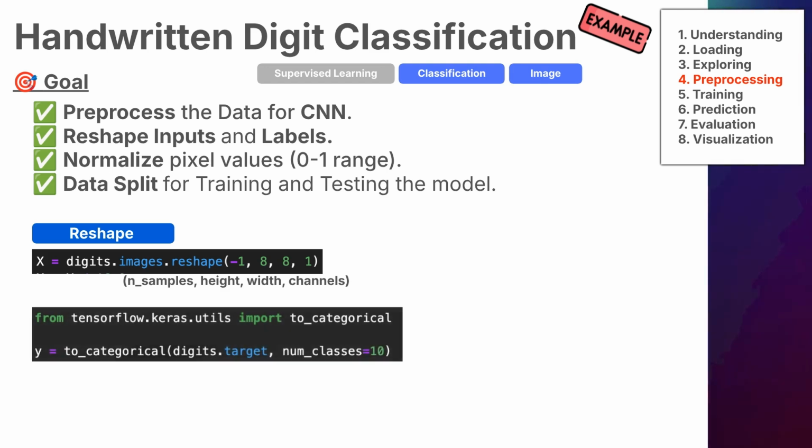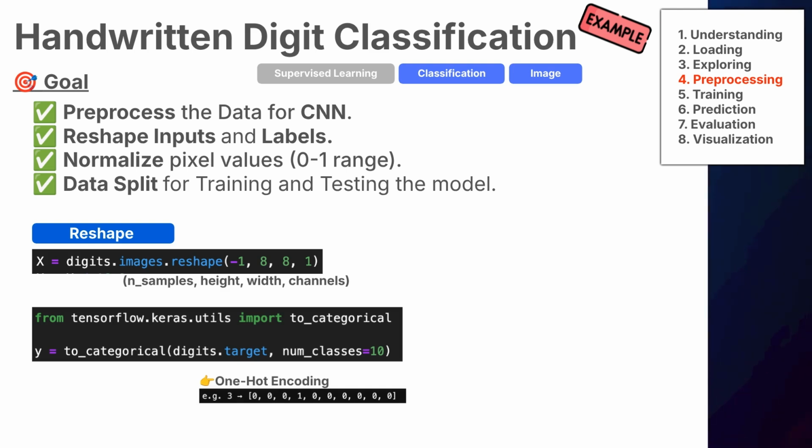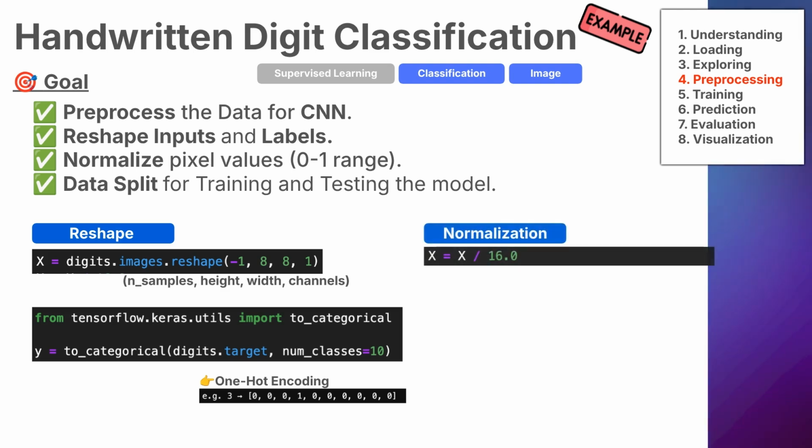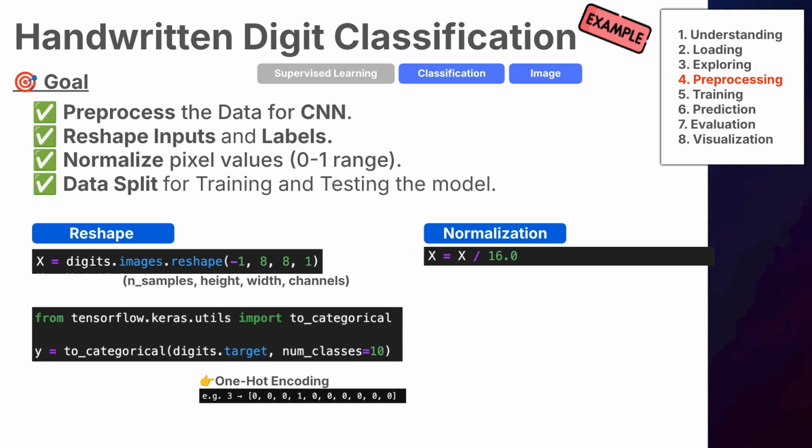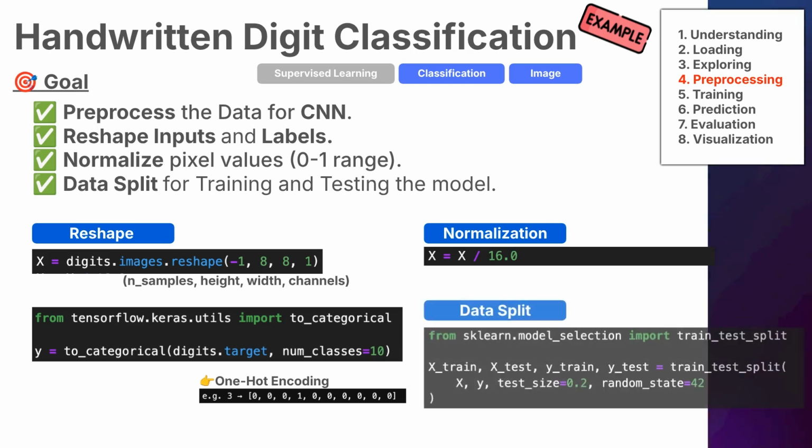Next, reshape labels. Convert the digit labels into a format that a CNN can understand for classification, called one-hot encoding. First, import the to_categorical function from TensorFlow Keras. It's used to convert class labels into one-hot encoded vectors. So the result is that each label is transformed from a single number to a vector like this. For the input X, normalize it: divide by 16 because the pixel values range from 0 to 16 according to the sklearn website. Then split the data. This step is the same as the other tasks.